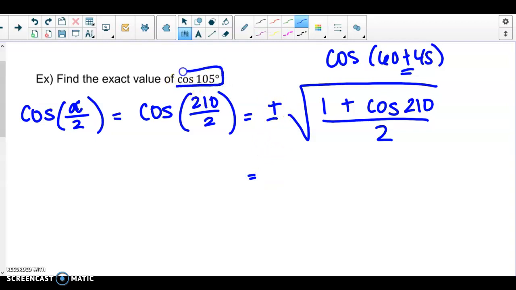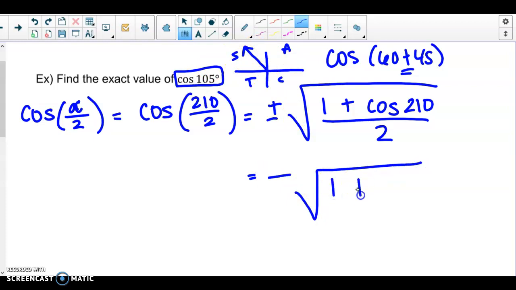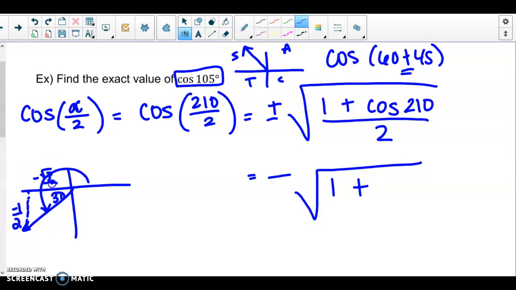Let's think about the cosine of 105. 105 is over here in quadrant 2. Based on the ASTC rule, in quadrant 2, is the answer for cosine positive or negative? Negative. 1 plus, now I need the cosine of 210. 210 is down here in the third quadrant with a 30-degree reference angle. The cosine is the x value, so that's negative square root of 3 over 2, all over 2.